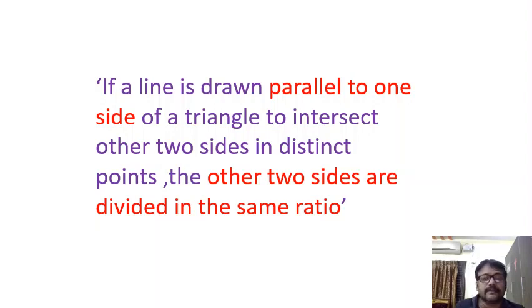Let us state once again. If a line is drawn parallel to one side of a triangle to intersect the other two sides in distinct points, that means in different points, the other two sides are divided in the same ratio. This is what we're going to prove in this session.